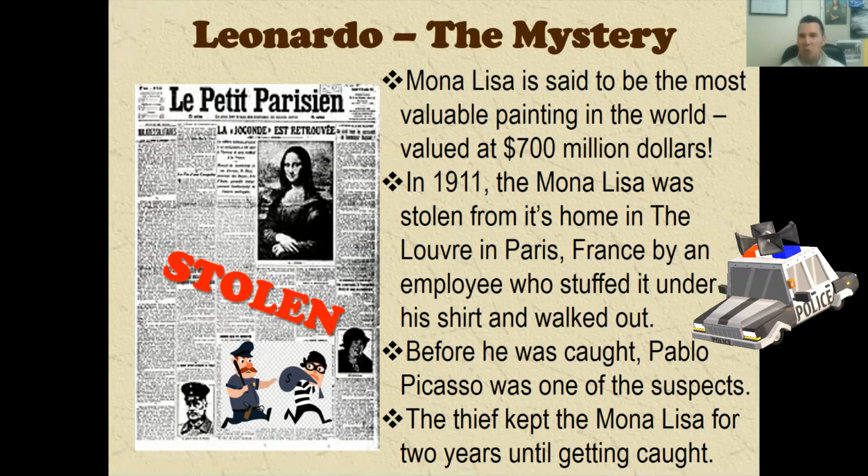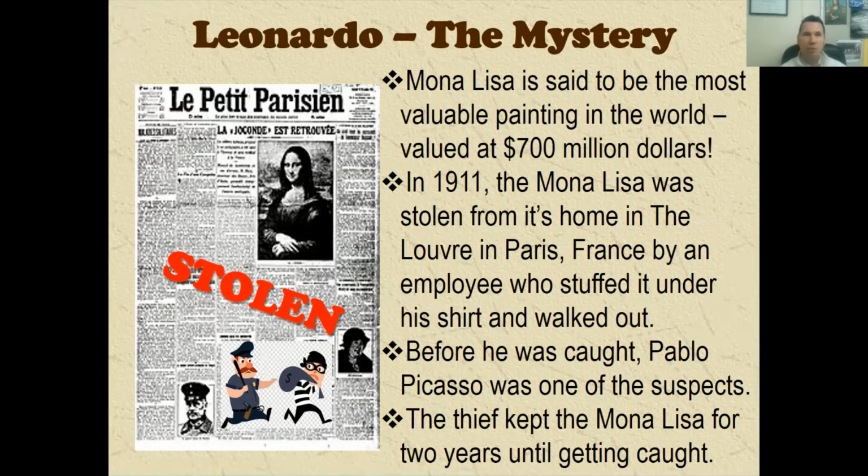And in 1911, this painting, the Mona Lisa, was actually stolen from its home. It was missing for 2 years. And it was stolen from the Louvre in Paris, France, which is a very popular, huge gallery for the world's most famous art. And you know who stole it? It was an employee, someone who worked there. He stuffed it under his shirt because remember, it was not very big, it's small. He stuffed it under his shirt and just walked right out.